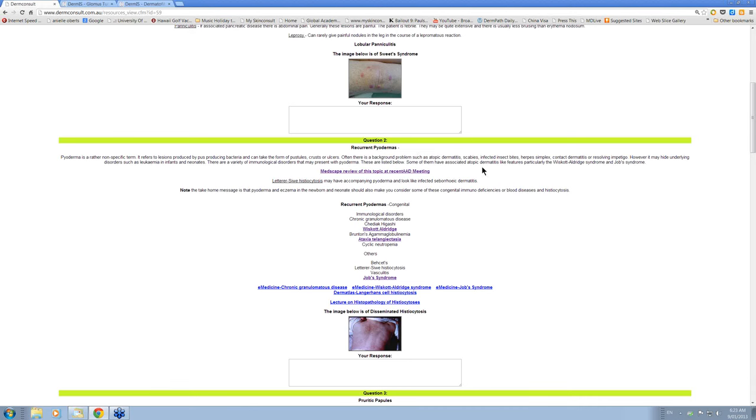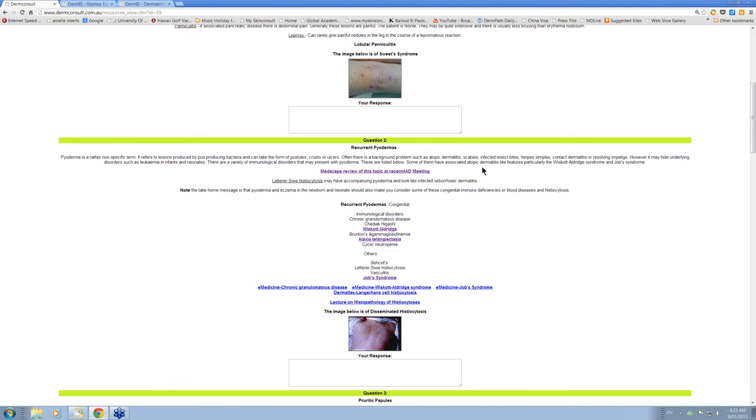Infected insect bites. Not an uncommon cause. People get an insect bite and the insect bite gets infected. So you've not only got to deal with the infection, you've got to deal with whatever the biting insect is. Herpes simplex. It can be superimposed on a variety of conditions. The one you've got to really watch for is atopic dermatitis. Contact dermatitis resolving in impetigo. We've said the pyoderma may hide underlying disorders.